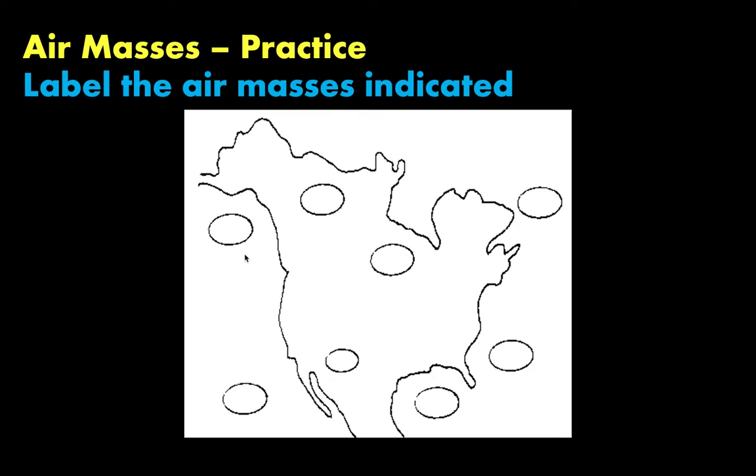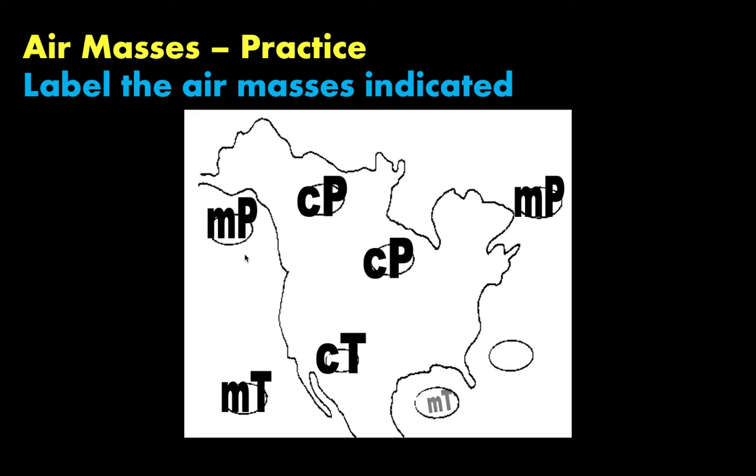Okay, welcome back. Let's see how you did. So along the top, we have maritime polar on either side, but then continental polar in the middle. And along the bottom, we have three maritime tropicals. We have one in the Pacific, one in the Gulf, one in the Atlantic. And then over that kind of desert southwest, we have a continental tropical.